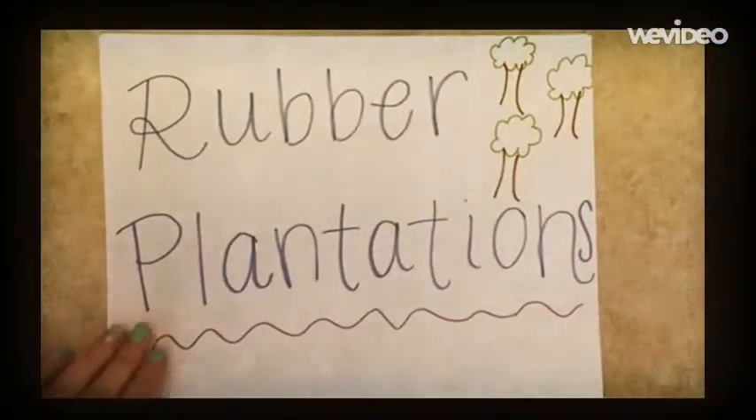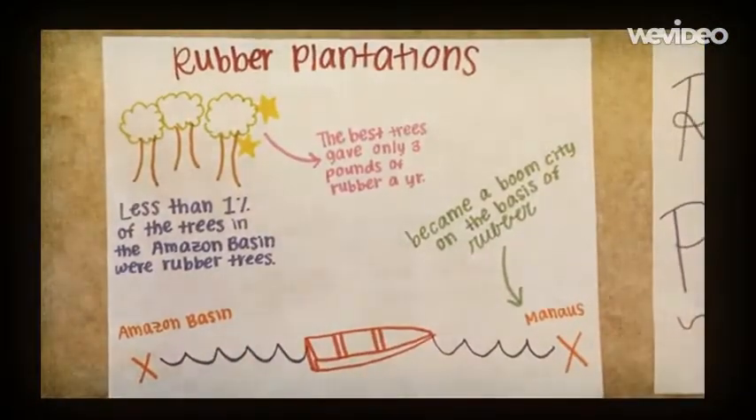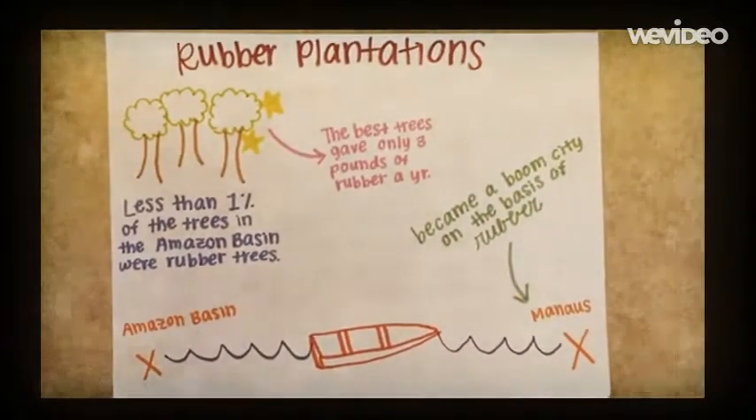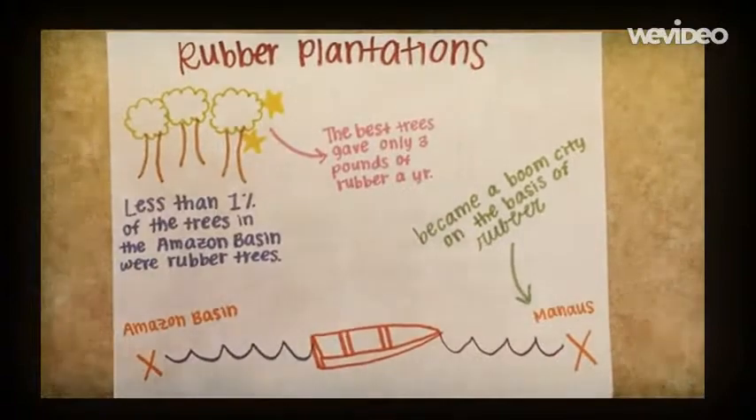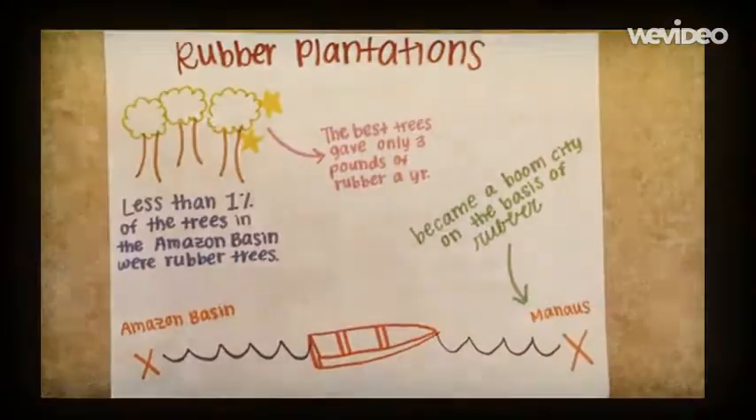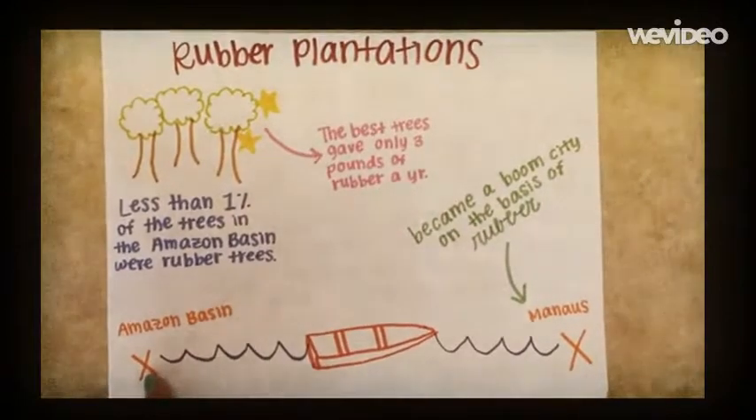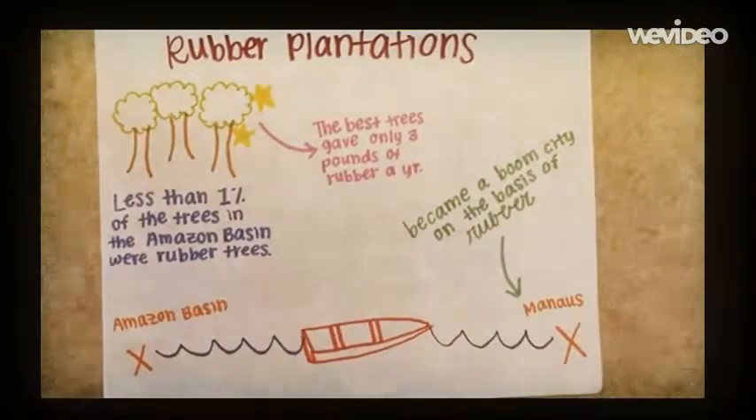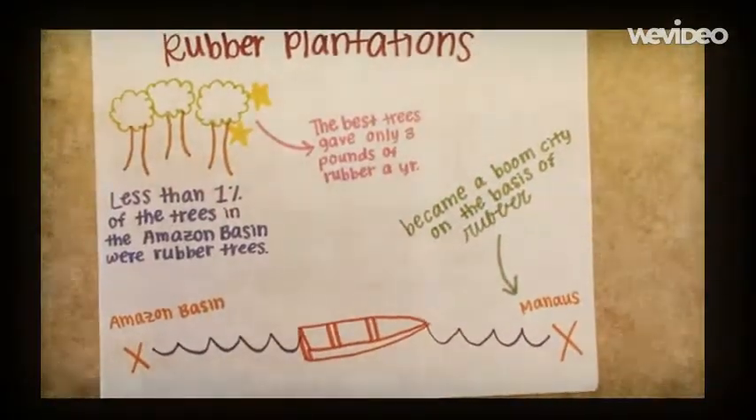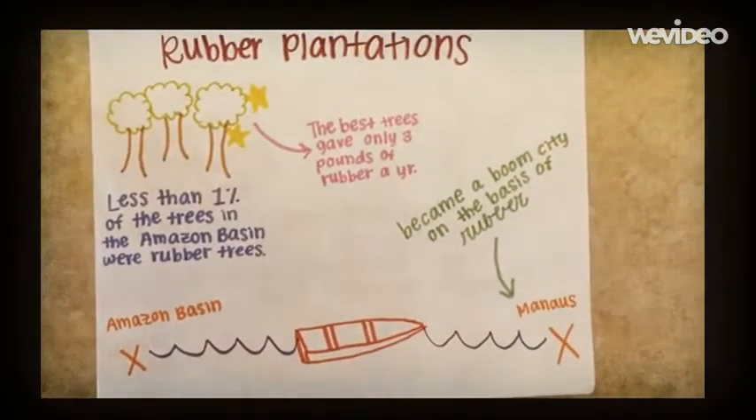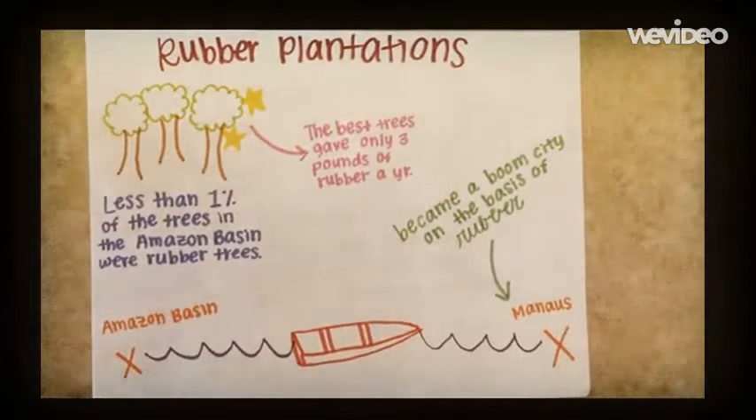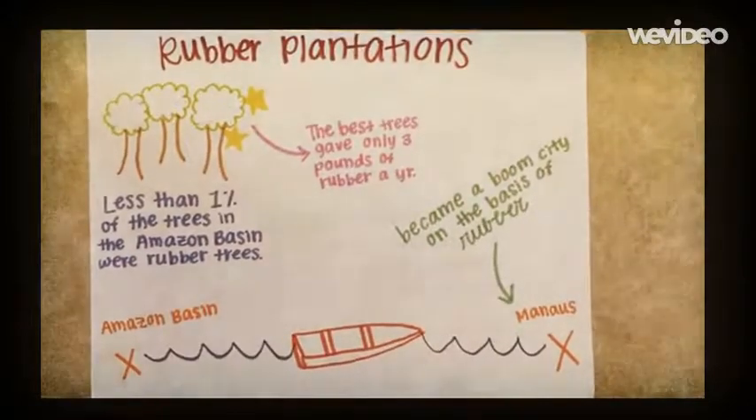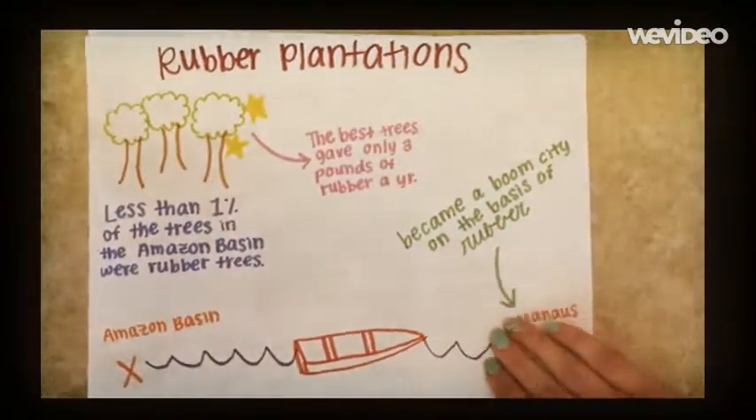Okay, my topic was rubber plantations. Less than 1% of the trees in the Amazon basin were rubber trees. The best trees only gave about 3 pounds of rubber per year, and balls of cured latex were taken downstream by canoe from the Amazon basin, and it eventually reached the city of Manaus, which became a boom city on the basis of rubber. Mansions, fancy carriages, and luxury stores carrying exotic goods and other signs of wealth could be found in Manaus at the height of the Amazon rubber monopoly between 1890 and 1920.